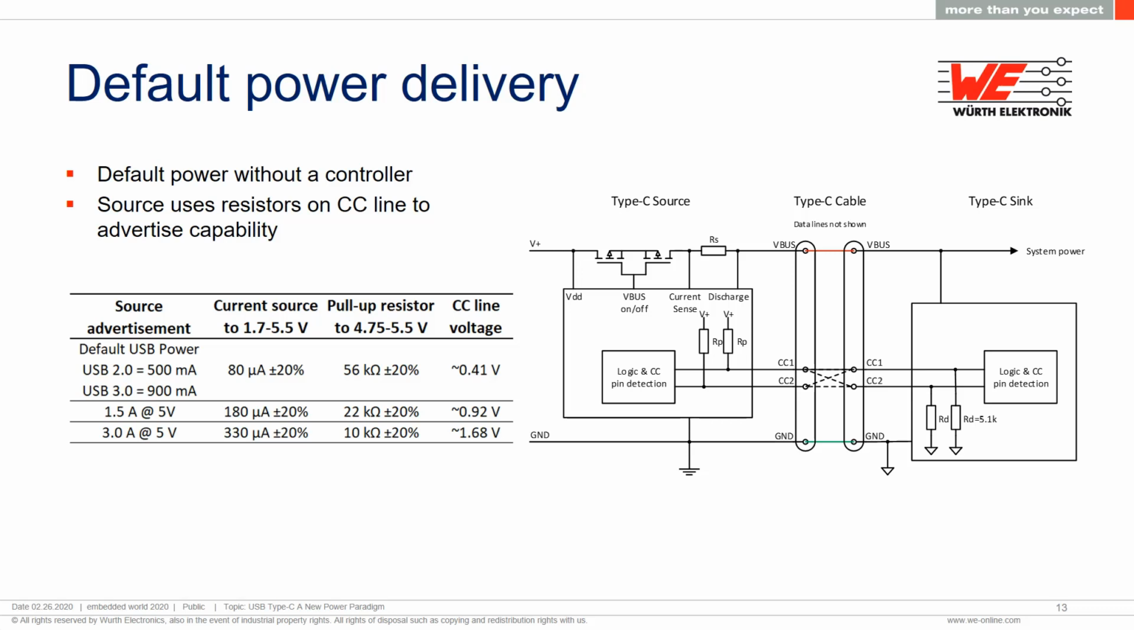The source advertises its capabilities on the CC line by using a specific value of pull-up resistor that can be seen in this table. This resistor is in series with the sink's RD pull-down resistor, which creates a voltage divider. Based on the voltage present on the CC line, the sink can tell how much current is available. Devices that can't measure that voltage just get the default high power mode.